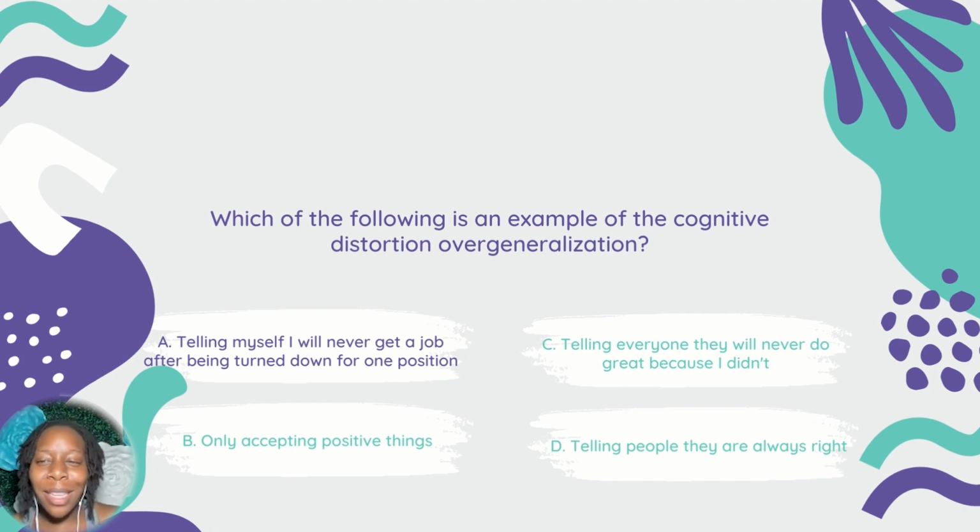So only accepting positive things is a way of protecting your peace. It has nothing to do with overgeneralization. Telling everyone else they will never do great because you didn't, that is not overgeneralization. That is just straight hating, or jealousy or whatever. And then telling people that they're always right. I don't know if that's sarcasm, hate, jealousy, or just misinterpretation of information, but it's not overgeneralization. Again, overgeneralization is more along the lines of negative in its connotation, typically, and it happens to me.